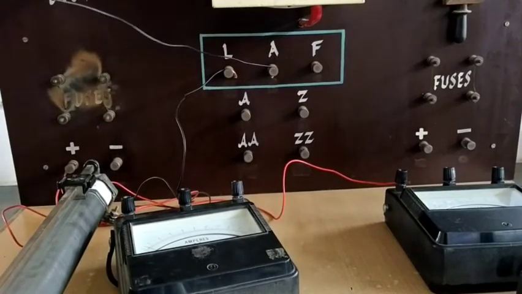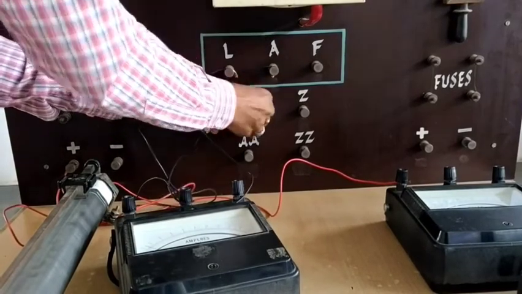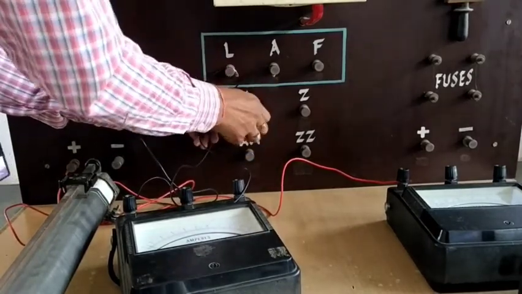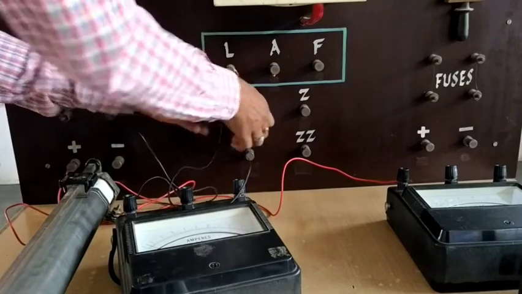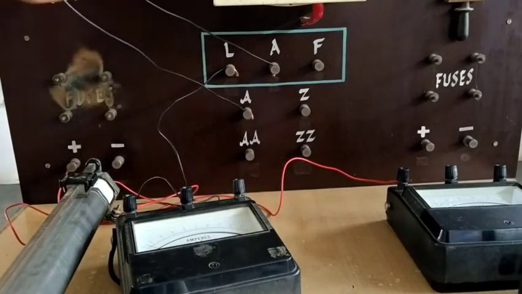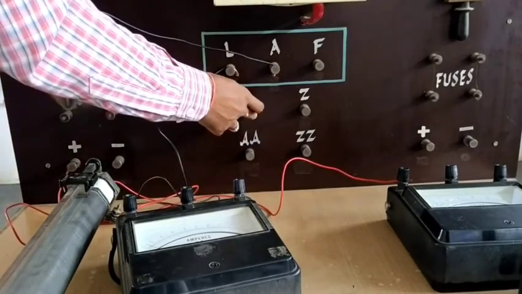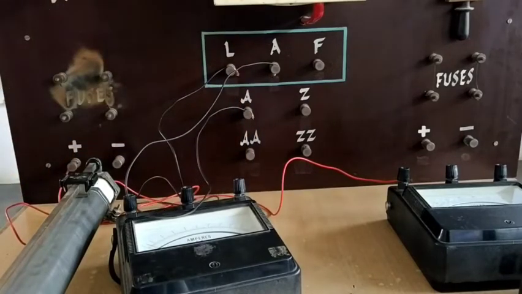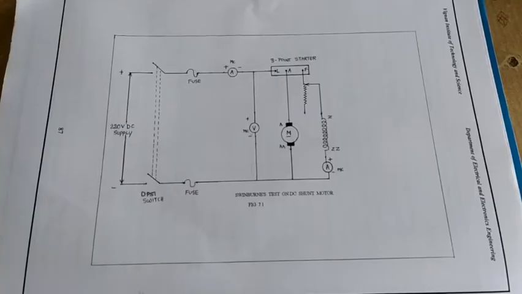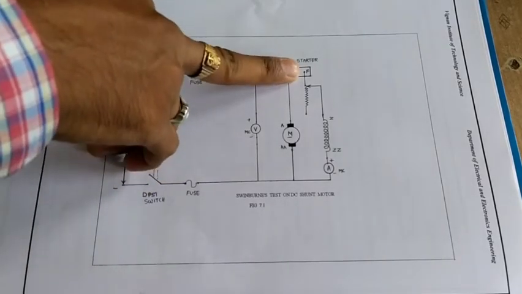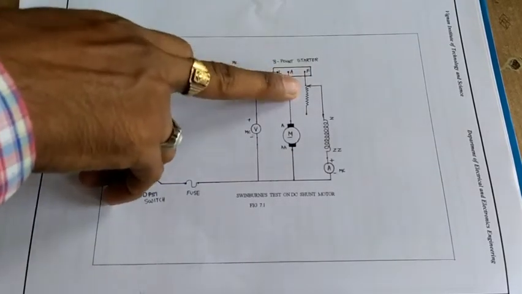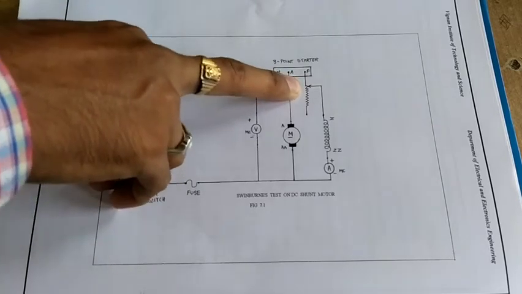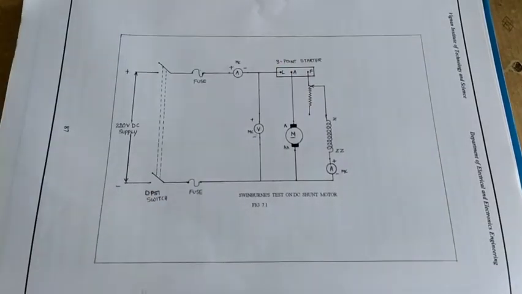And next, A of the 3-point starter goes to the armature terminal of the motor, and next we have the field terminal. From the field terminal, to the fixed terminal of the rheostat, we are going to connect. So we will take one more wire and connect it.